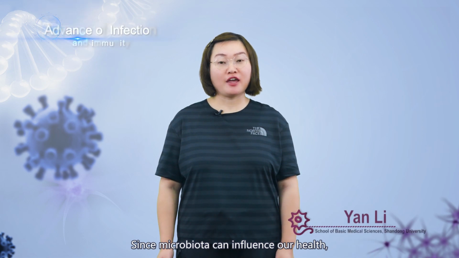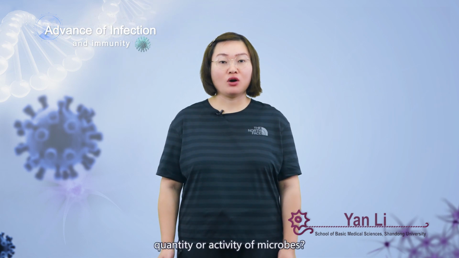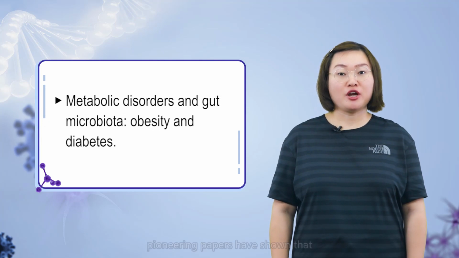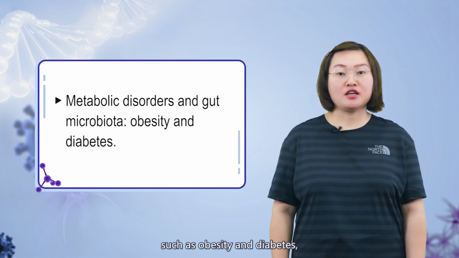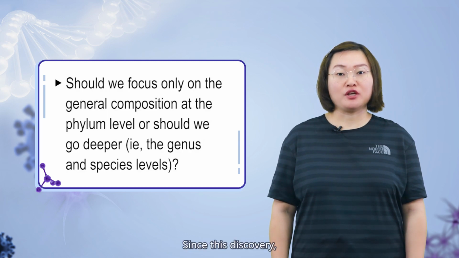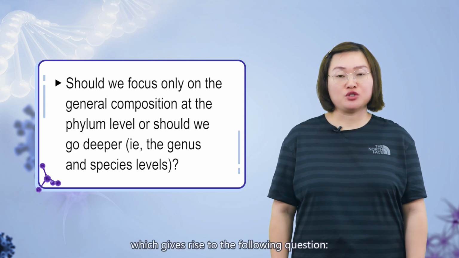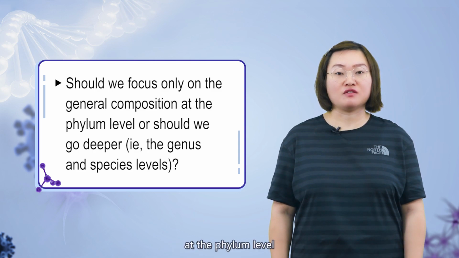Since microbiota can influence our health, so what matters? Quality, quantity, or activity of microbiomes. Over the last decade, pioneering papers have shown that some metabolic disorders such as obesity and diabetes are associated with shifts in the microbiota at the phylum level. Since this discovery, not all papers have been able to replicate this finding, which gives rise to the following question: should we focus only on the general composition at the phylum level, or should we go deeper?